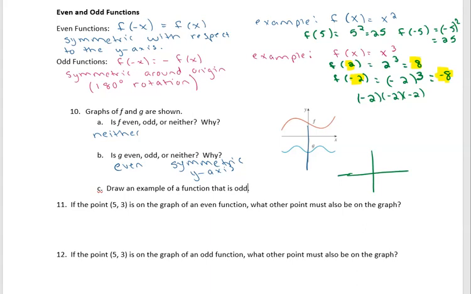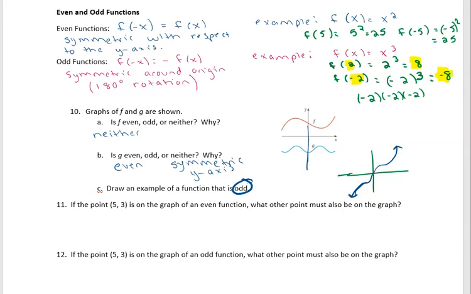How about something like this? Bump up, squiggle, line. And then if we want it to be symmetric around the origin, bump, squiggle, whoops, let's make it a little bit better than that. There we go. There's our sketch of something that would be symmetric around the origin. And that would make it odd.